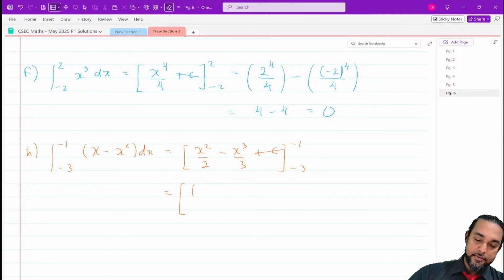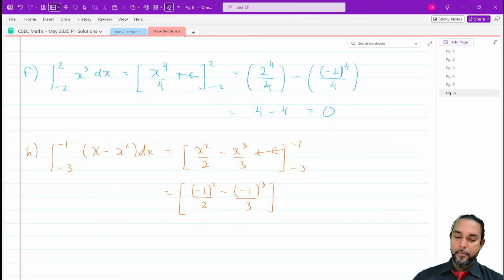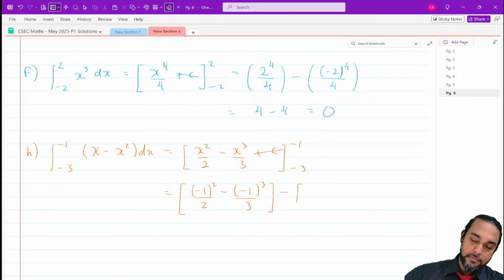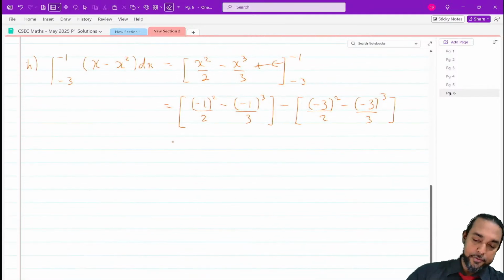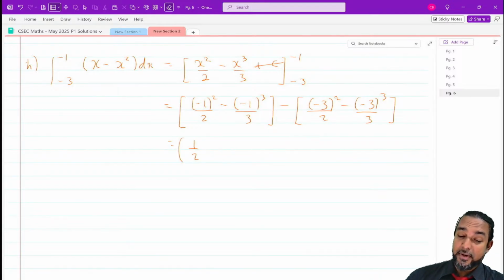So we have some substitution. We have minus 1 squared all over 2 minus minus 1 cubed all over 3. Now we're minusing minus 3 squared all over 2 minus minus 3 cubed all over 3. Minus 1 squared is just 1, so we have 1 over 2. Minus 1 cubed is minus 1, but when you minus that, you get a plus 1. So we have a half plus a third.